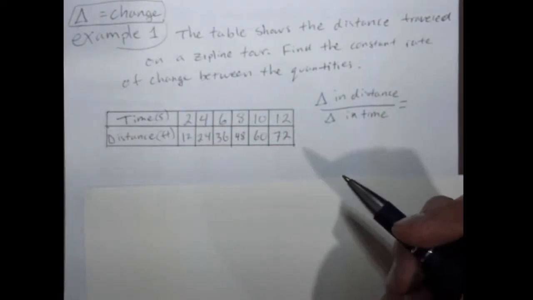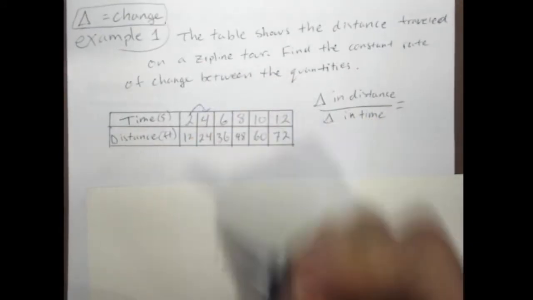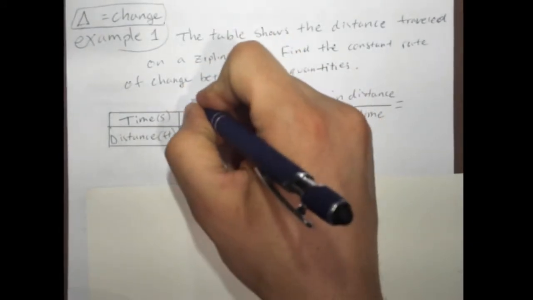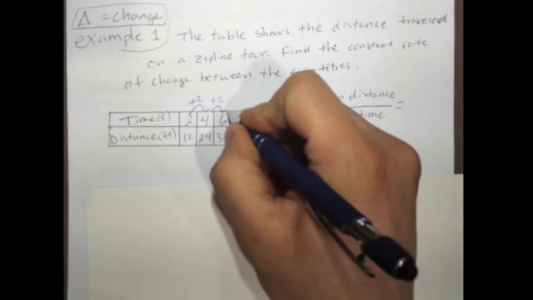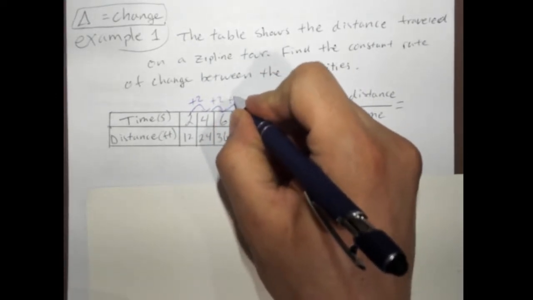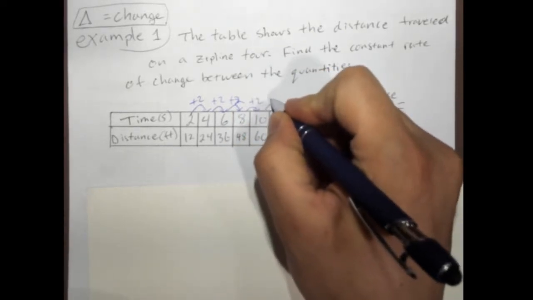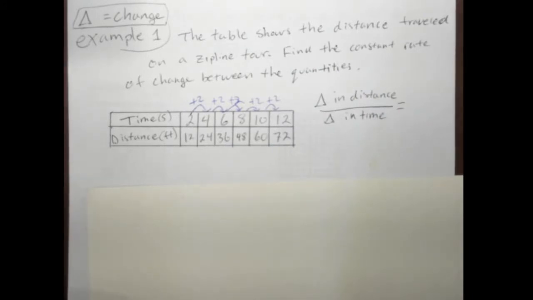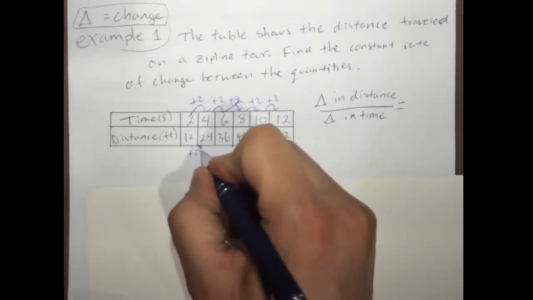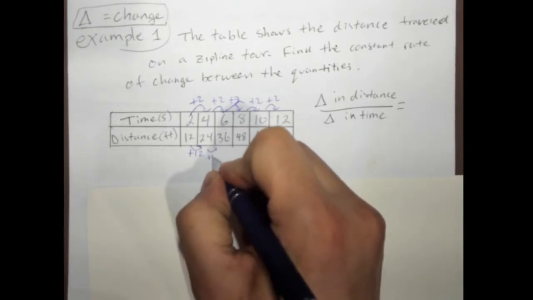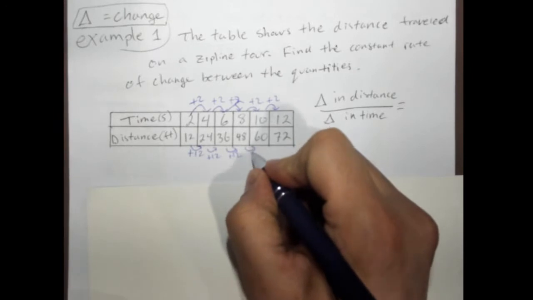So if we're looking for the change, from 2 to 4, we know that's plus 2. 4 to 6 is plus 2. 6 to 8. So we have a constant change of plus 2 for time. And then we have a constant change in distance of plus 12.